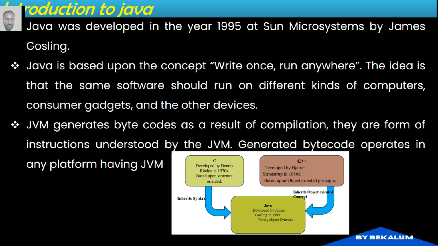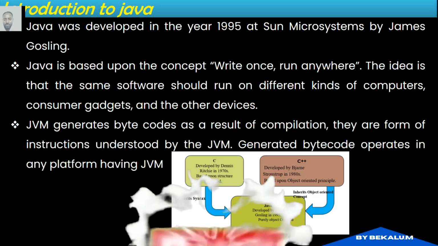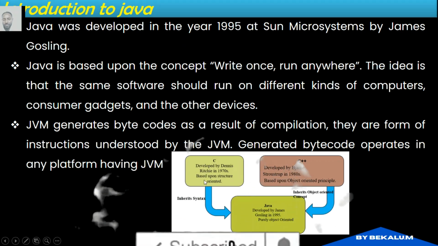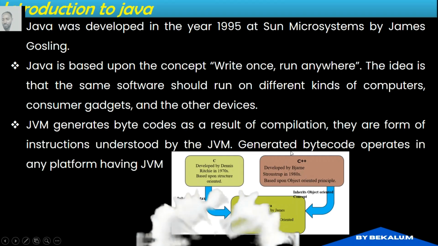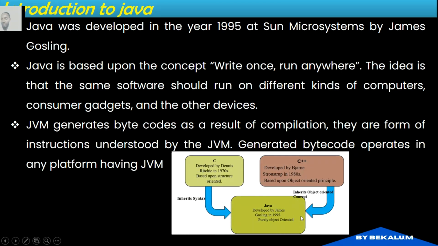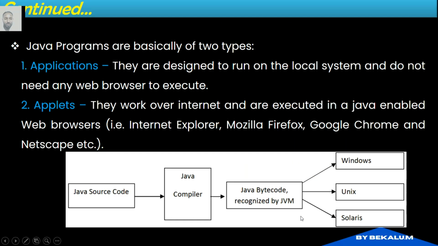The compiler generates bytecode as a result of compilation. Bytecode is a form of instruction understood by the Java virtual machine. That's why it is based upon the concept of write once and run anywhere. Every device having the JVM can run any bytecode, right? Java inherits its syntax from the C programming language and its object-oriented principles from C++.